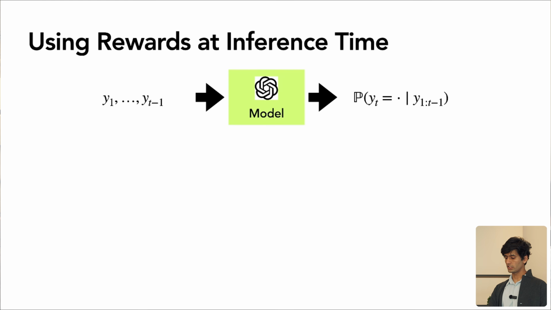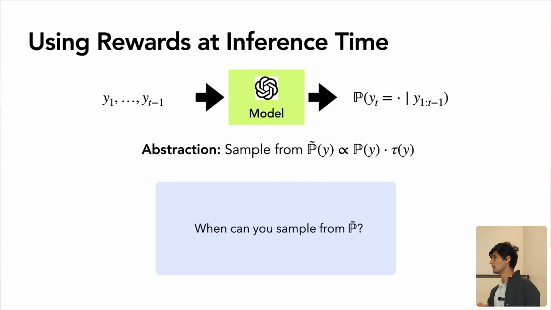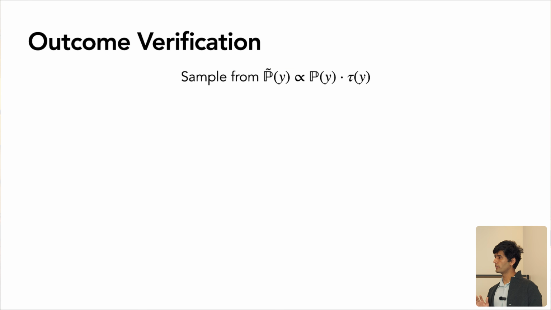Okay, so just to recall, the abstraction that we care about is that you have a model P and a reward tau, and you want to sample from P tilde, which is the target distribution that we care to sample from. And we want to sample from P tilde without retraining as much as possible, right? This is our setup. Okay, so let's look at the first natural idea that comes to mind when we think about inference time interventions towards solving the problems that we care about.